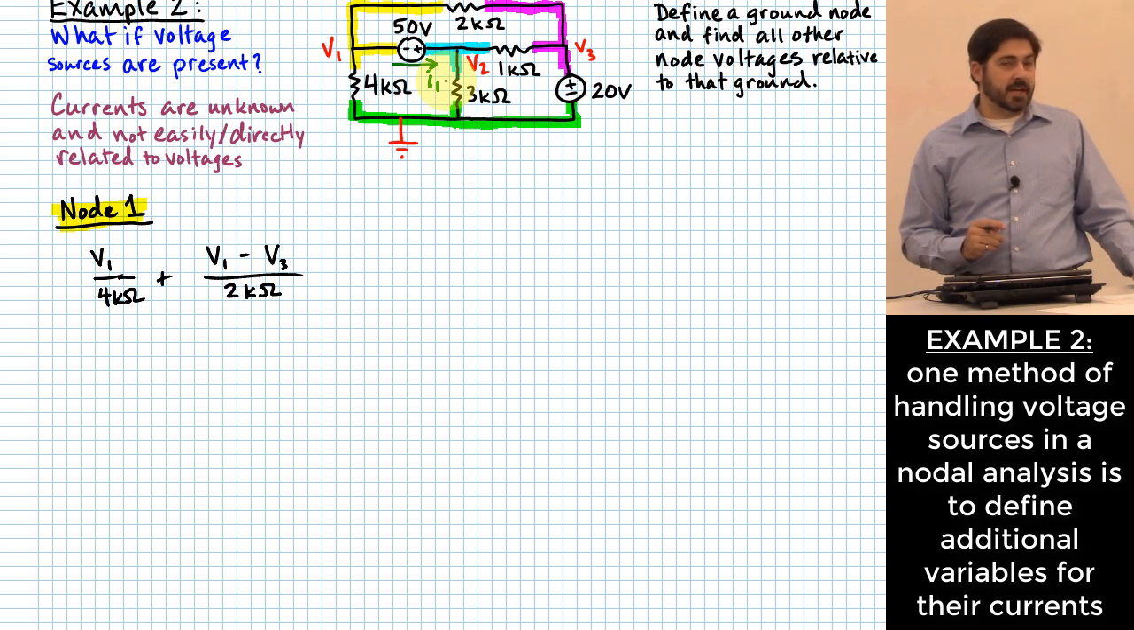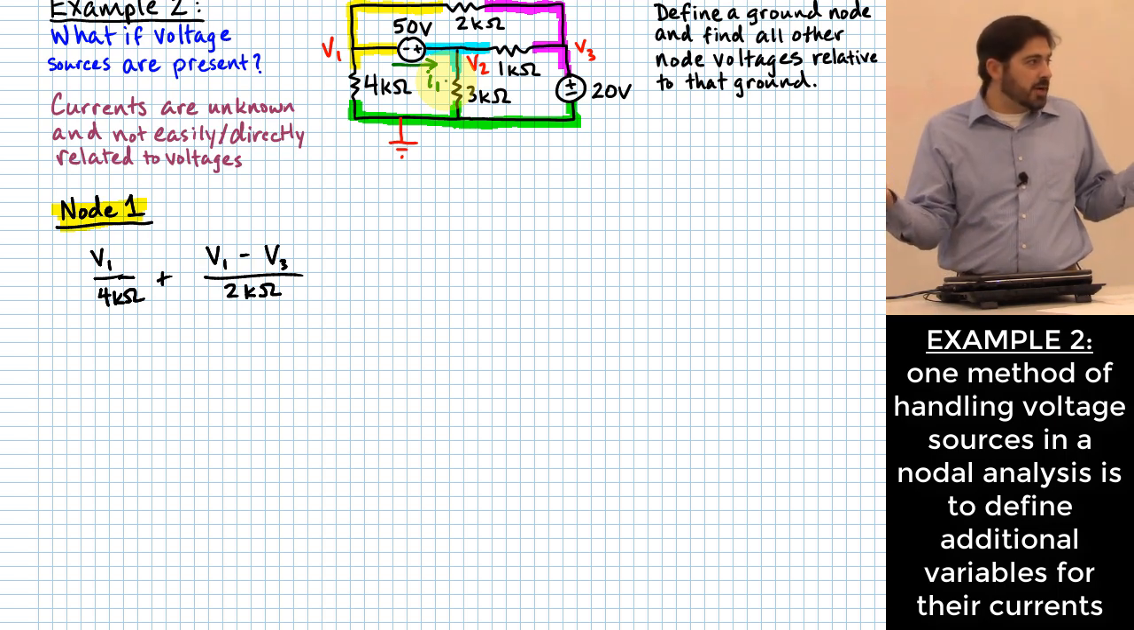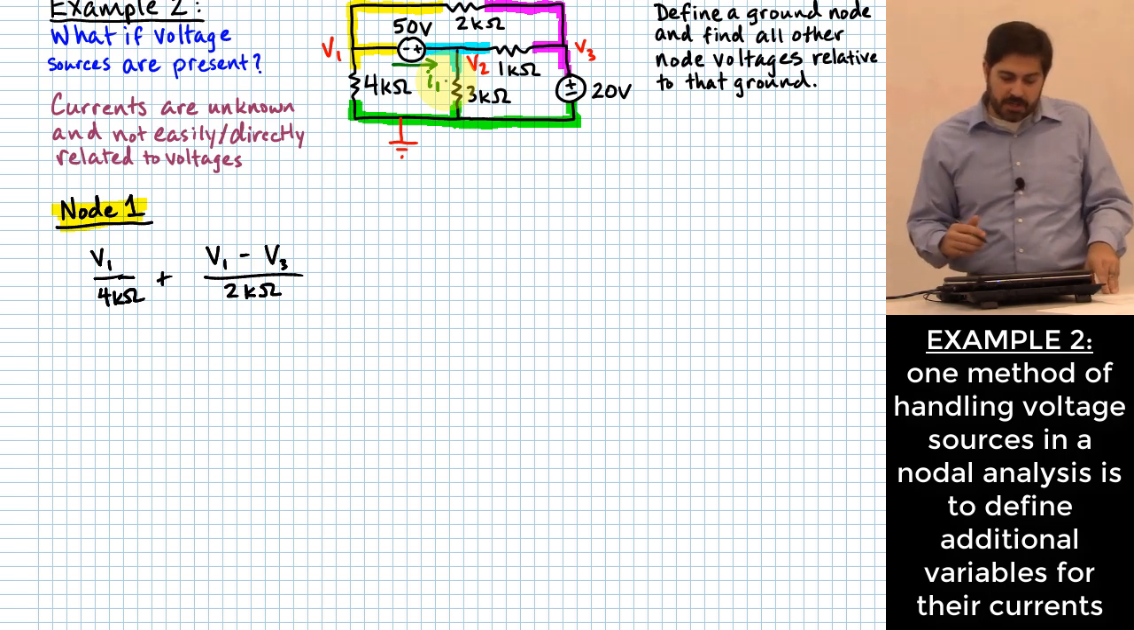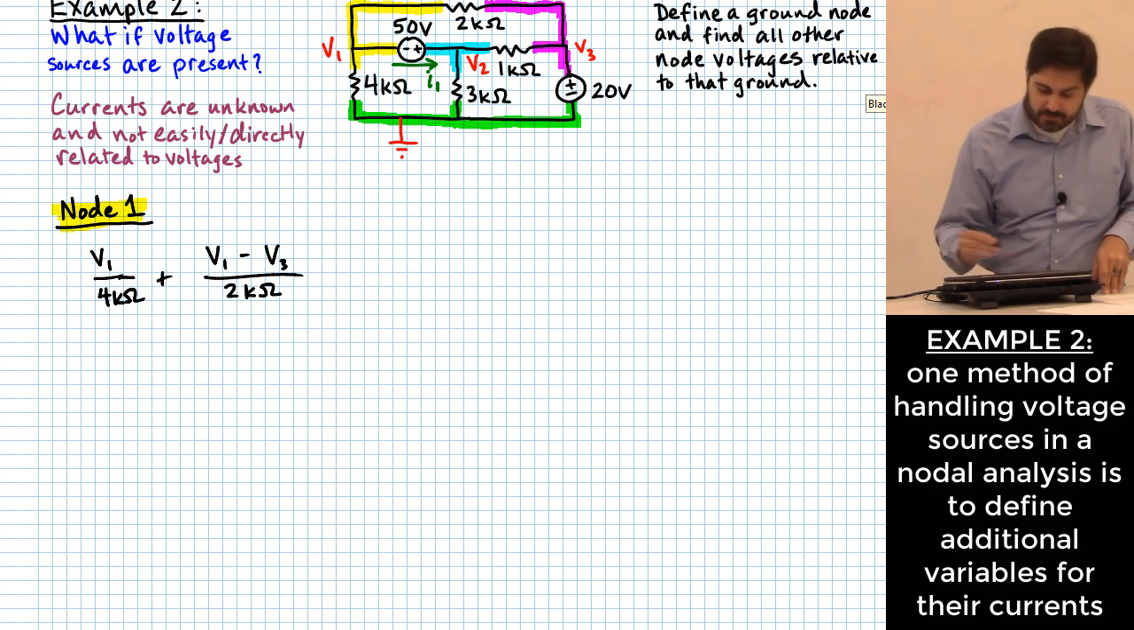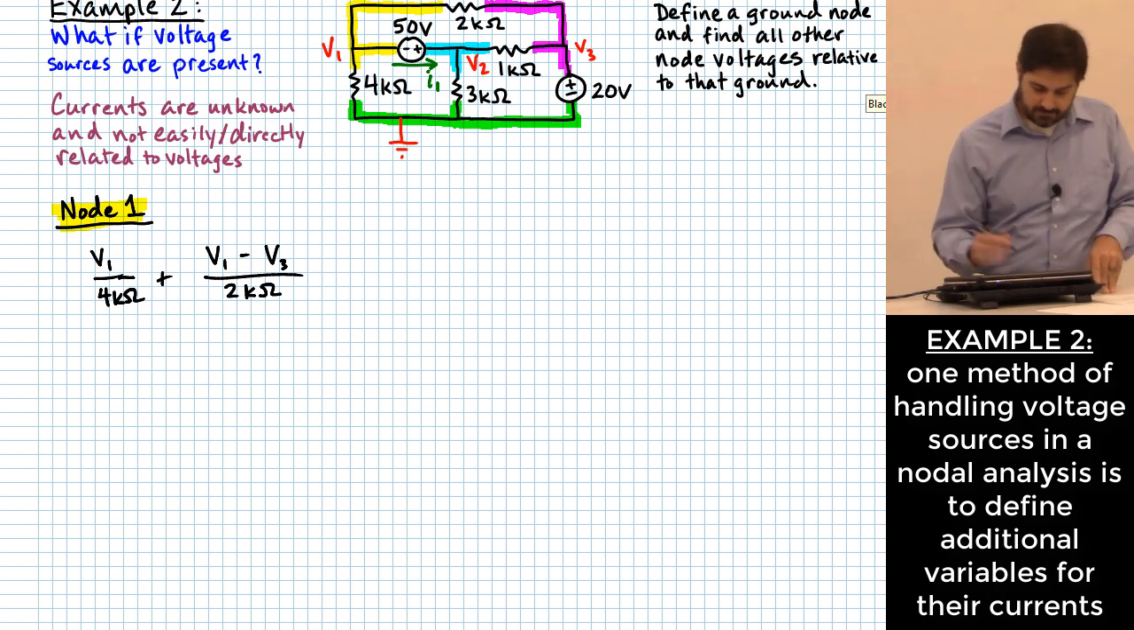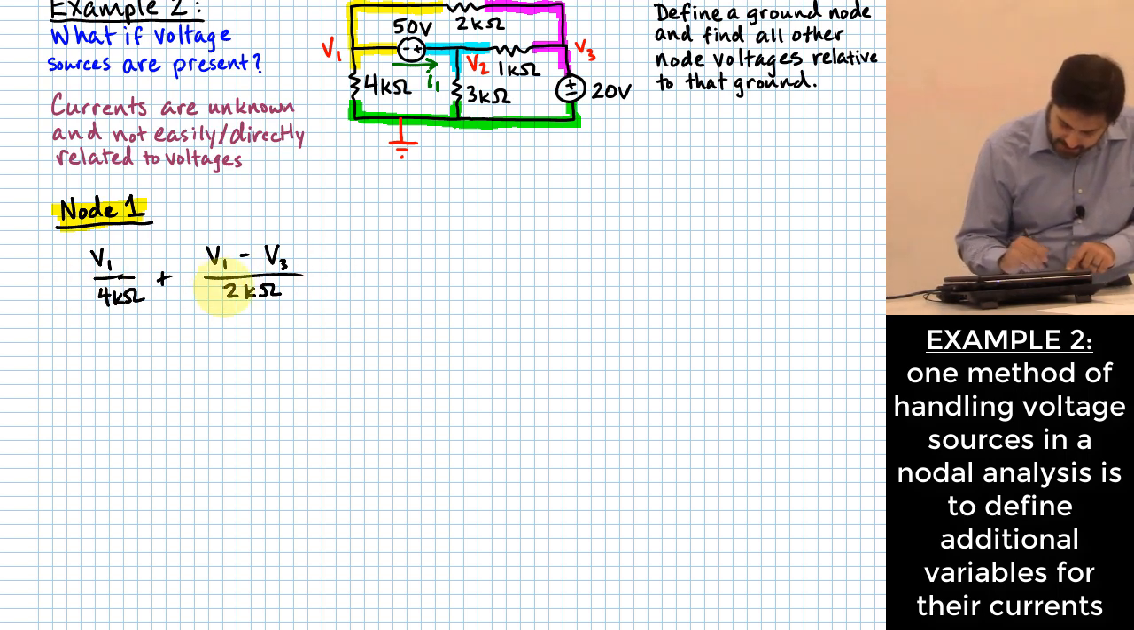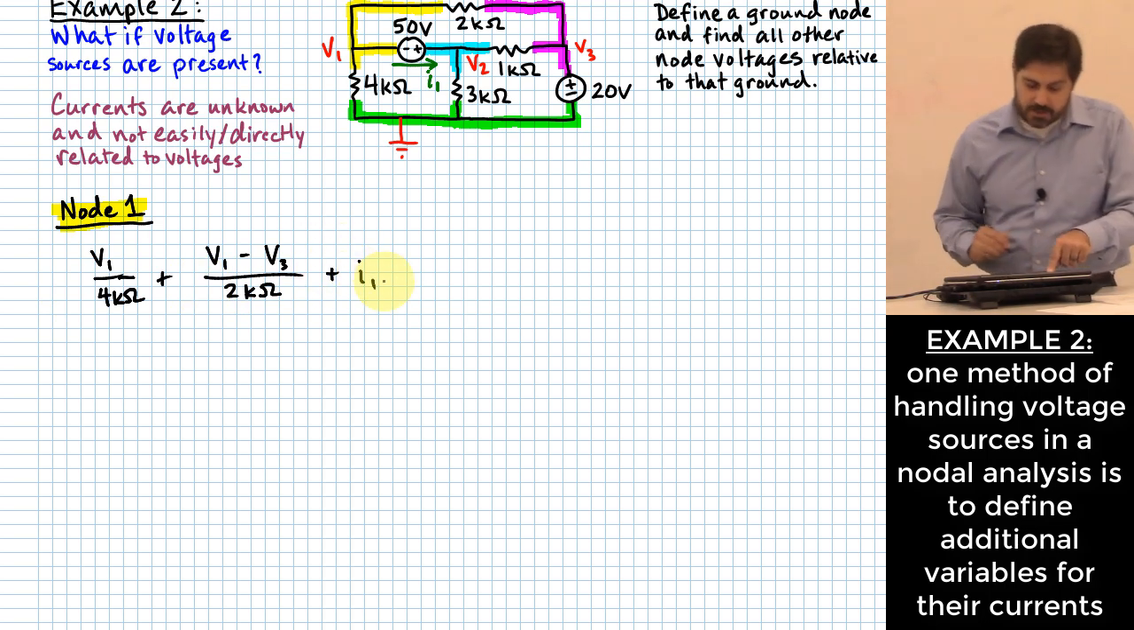Okay? That is acknowledging that there is a current through that source. I just don't know what it is. Once I call that I1, can I continue with my equation here? I can, right? I basically say these were all exiting, plus now I1 is also exiting.